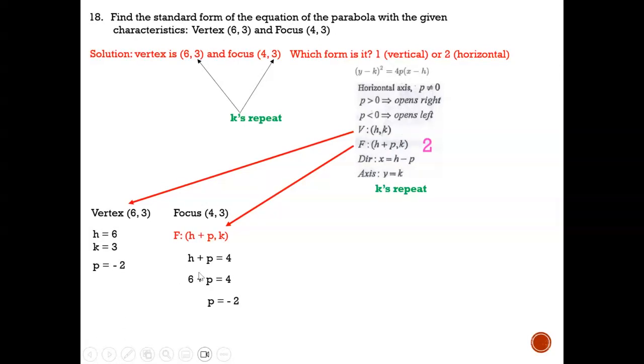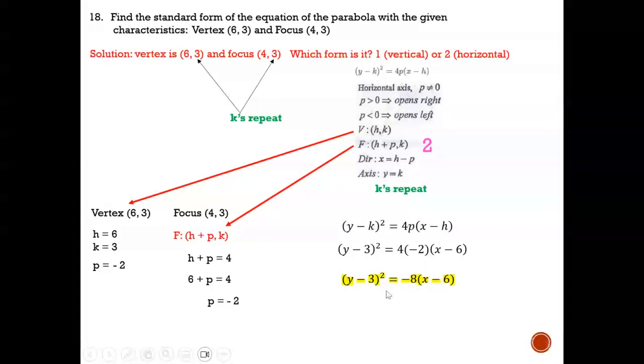And guys, the main thing for the parabolas, you have to find H, K, and P. Once you find those three values, all you do is plug them into the formula, right? And this is the formula we're using, which will be y minus k squared equals 4p times x minus h. We know that my k is 3, my p is -2, and my h is 6. So it's going to give us y minus 3 squared equals 4 times -2, which is -8. So it'll be y minus 3 squared equals -8, parentheses, x minus 6. That's my solution.